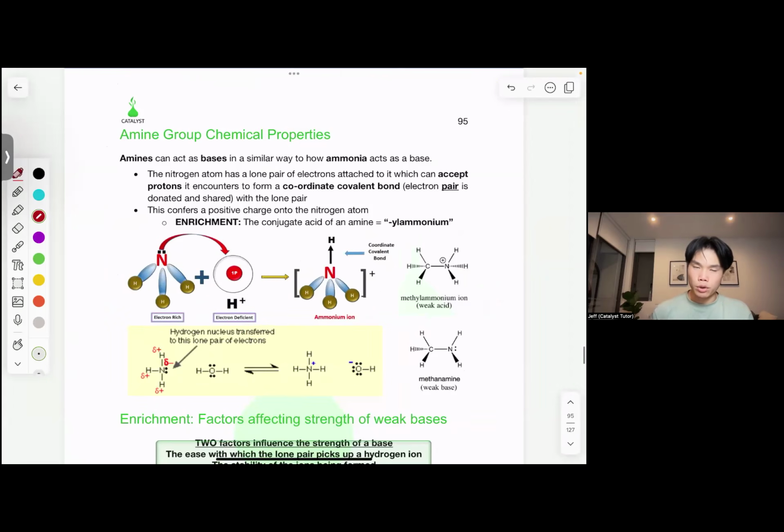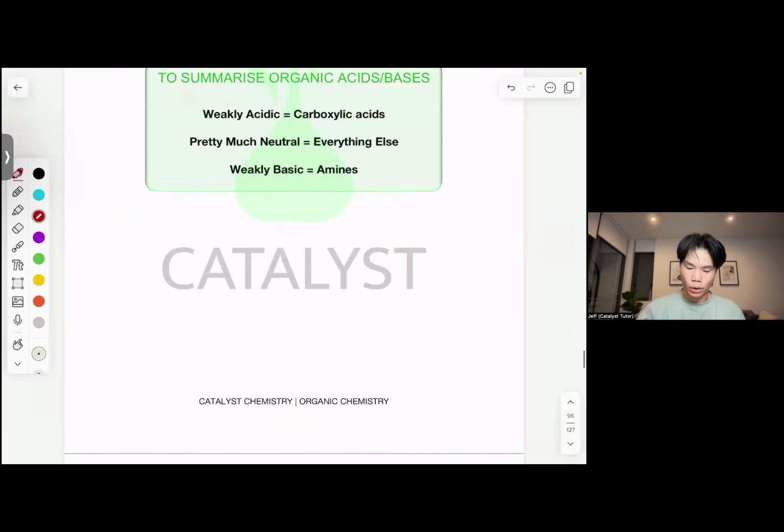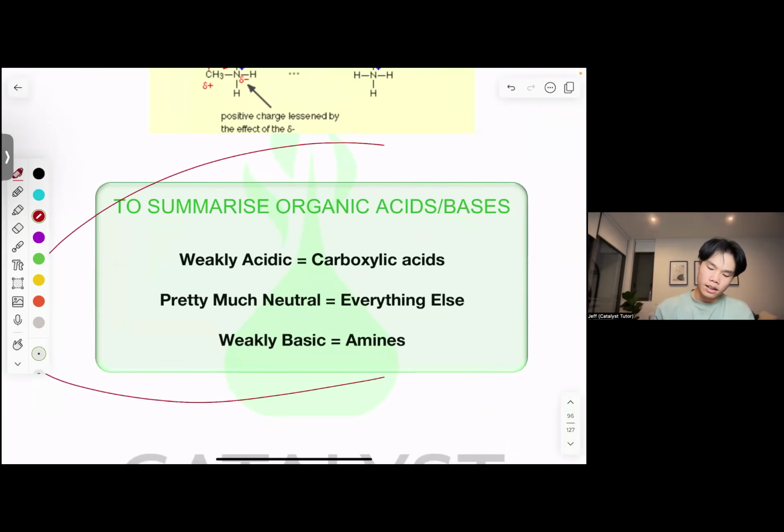Bases that are organic, it's pretty much just amines. So an amine is a weak base, acts in the same way as ammonia, and you have effectively the movement of electron pairs. Don't need to worry too much about it. If you want to read more into it, you can, but understand that amines are weak bases. And therefore, the big takeaway from this whole inquiry question is that amines are weakly basic, carb acids are weakly acidic, and everything else sort of lies in the middle.